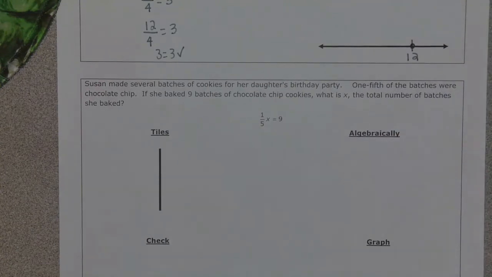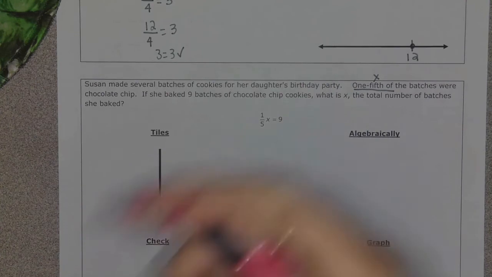Our next problem says Susan made several batches of cookies for her daughter's birthday. 1/5 of the batches, which again we know means multiplication, were chocolate chip. And if she baked 9 batches of chocolate chip cookies, what is x? The total number of batches that she baked.